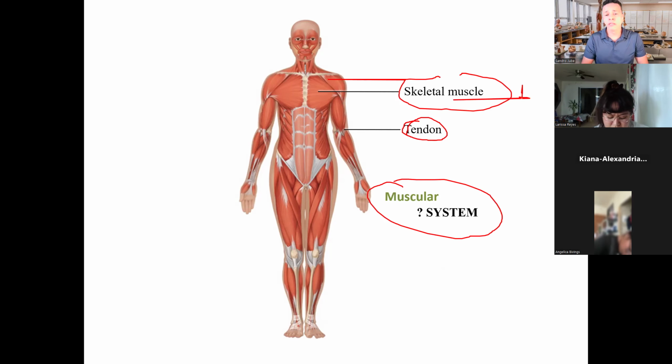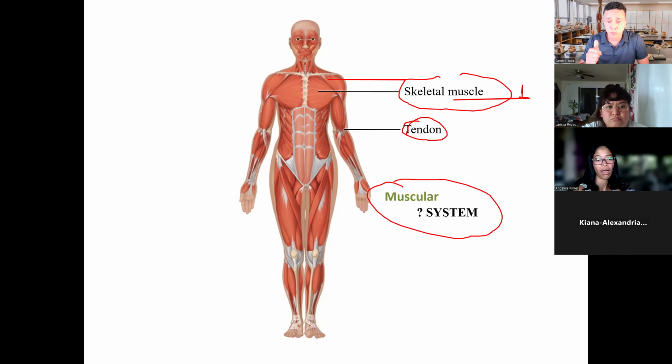But that is not the only type of muscle that we have. We have 2 other types of muscles. Can anybody tell me what they are? What are the other 2 muscles besides the skeletal? The skeletal is the only one that is voluntary, that we can control. The other 2 are involuntary. What are they, guys? Say it again. Smooth muscle? Yes. One more.